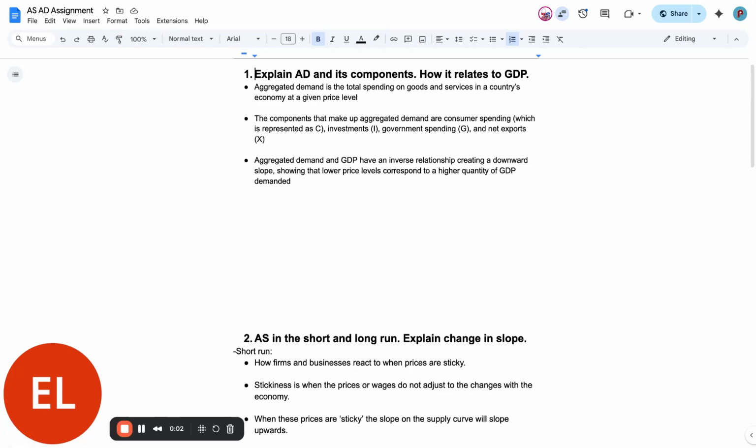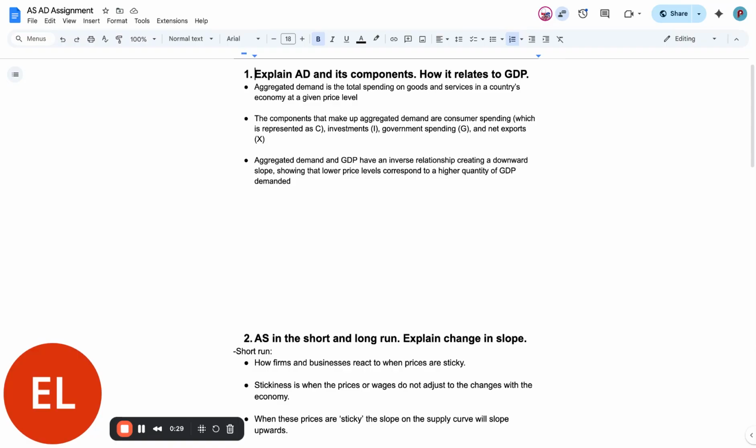So to start, to explain aggregate demand and its components, and also how it relates to GDP. First off, aggregate demand is the total spending on goods and services in a country's economy at a given price level, and its components have to do with the C, which is consumer spending, the I, which is investments, the G, which is government spending, and the X, which is net exports.